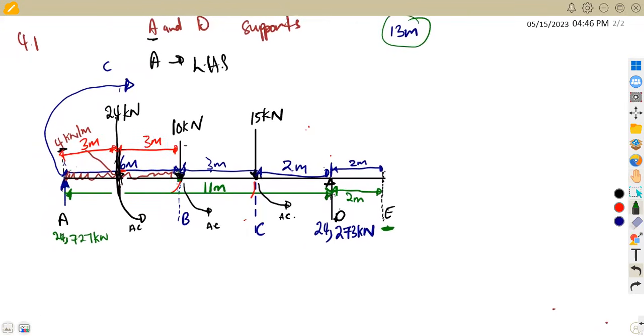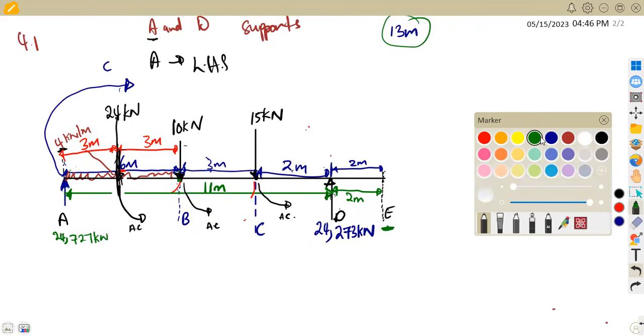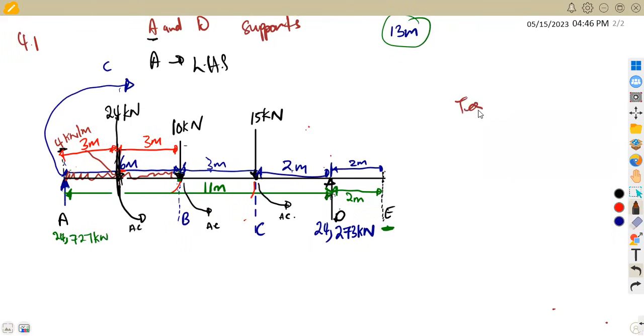All right, so let's just test our answers here. We are going to test using the concept that the upward forces must be equal to the sum of the downward forces. So the upward forces, we've got A and D. A is going up with 24,727 plus D going up with 24,273. So this is supposed to give us all the downward forces.